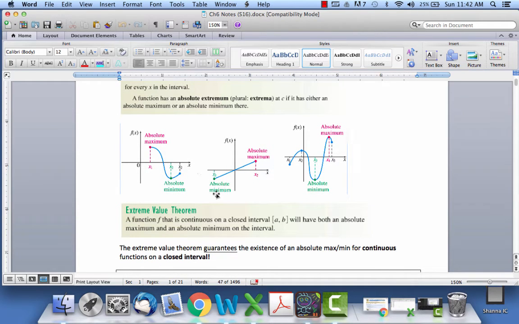So if we look at these graphs, this one has the absolute max at an endpoint. This one doesn't have the absolute min at an endpoint. The absolute min is over there. This one, they're both at the endpoints. And here we have an absolute max and an absolute min, neither of which are endpoints.